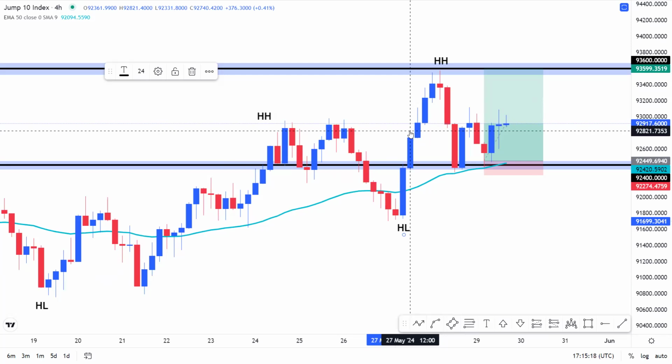So clearly I'm looking to buy Jump 10 Index because I've established from the daily time frame that we are in a bullish market structure. The market is to the upside. And now coming down all the way to the 4-hourly time frame, you can clearly see we're also in a bullish market structure. So we have the majority of the higher time frames in alignment.